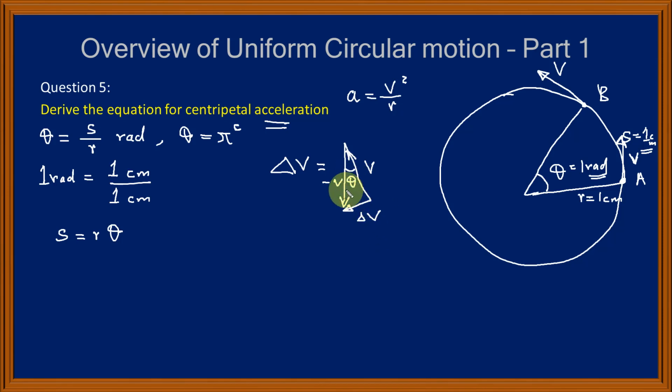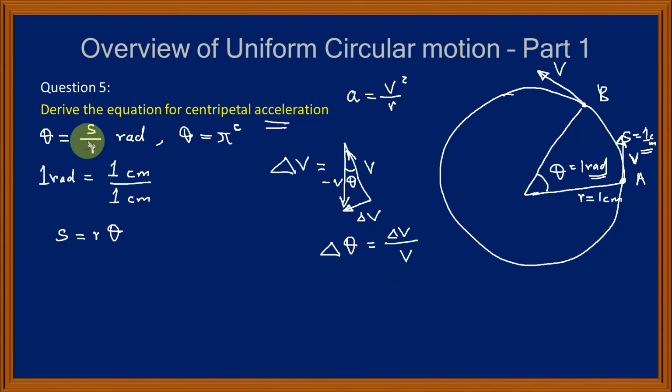Now, we can also define this angle theta, especially if it is very small. Let us call it delta theta, very small, because we have seen that when it is very small, that is when delta v is directed towards the center of the circular path. So this delta theta can be defined as the arc length, which is delta v, divided by the radius of the circular path, which happens to be v.